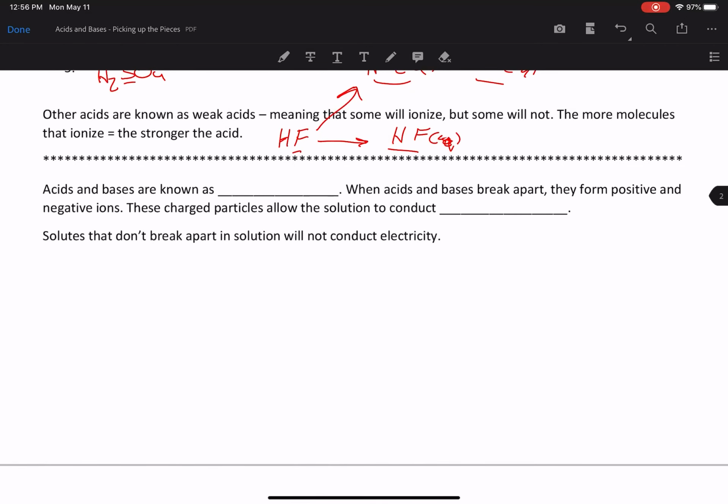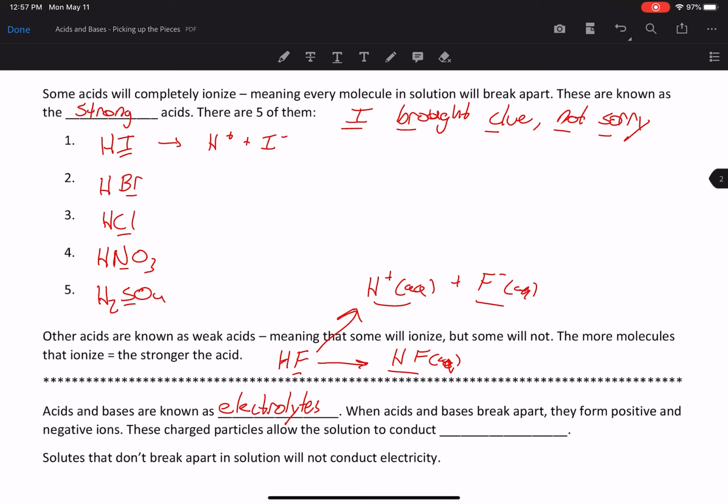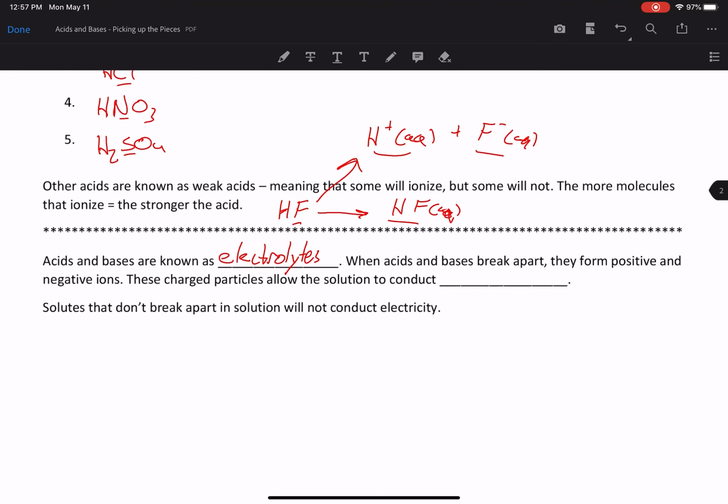So acids and bases are known as electrolytes. When acids and bases break apart, they form positive and negative ions, and you can see that up here with some of our examples. So HF, if it breaks apart, it can form a positive hydrogen ion and a negative fluoride ion. Now, when they break apart, these positive and negative, the charged particles, they can allow the solution to conduct electricity.